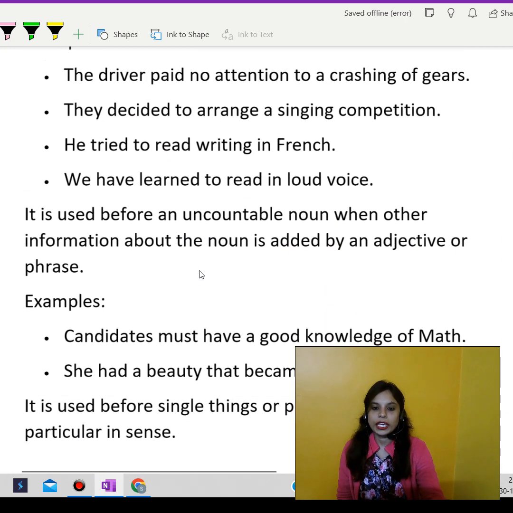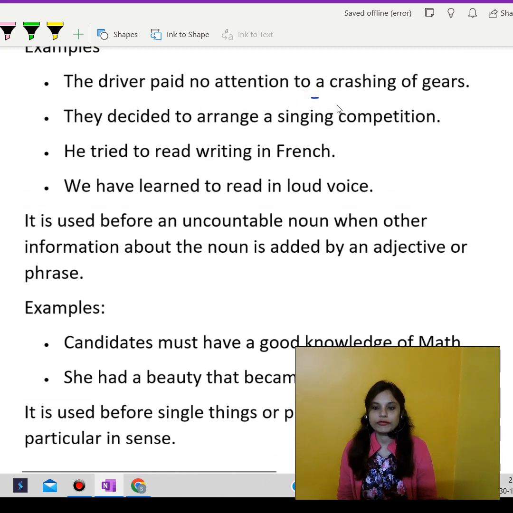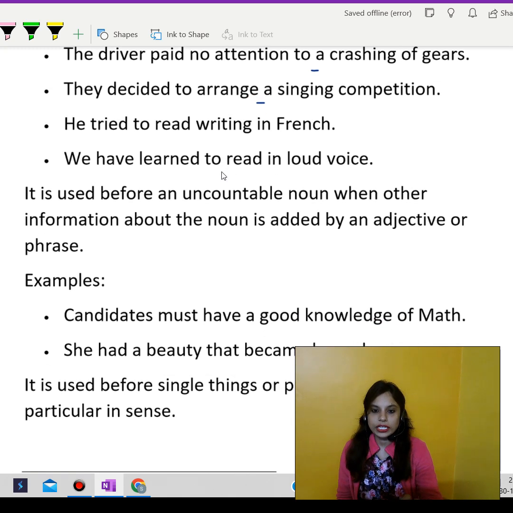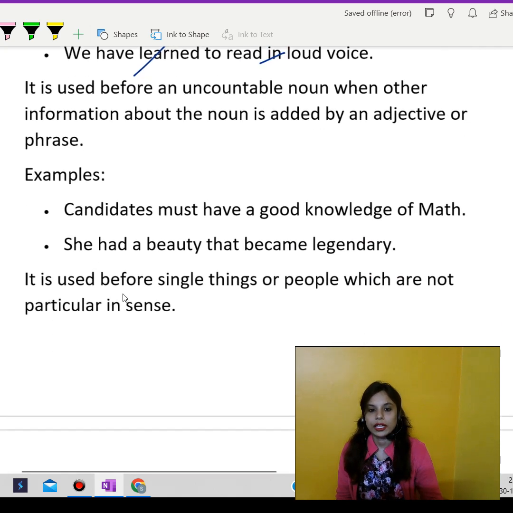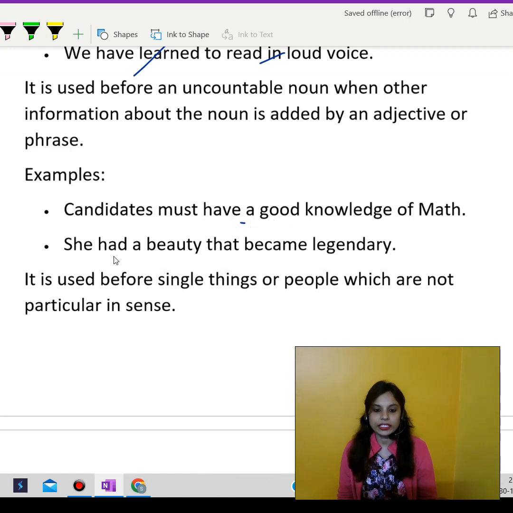The driver paid no attention to a crashing of gears. They decided to arrange a singing competition. He tried to read writing in French. Oh no, here they haven't given any kind of article. So why have they given these examples? Not necessary anyway. Candidates must have a good knowledge of math. She had a beauty that became legendary.